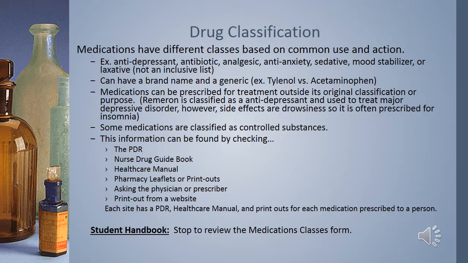Information about medications and drug classification can be found by checking the PDR, a nurse drug guidebook, the healthcare manual, pharmacy leaflets or printouts, asking the physician or prescriber, or a printout from a website. Each site has a PDR, a healthcare manual, and the printouts for each medication prescribed to a person. In your student handbook, please stop to review the medication classes form.